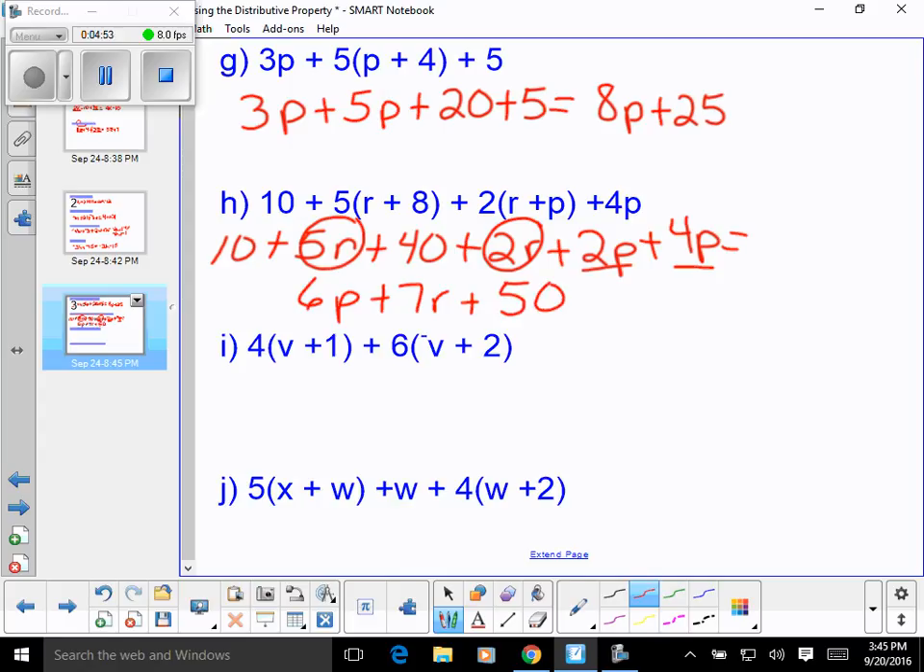If you'd like to try I and J on your own, hit pause. In I, we have 4b plus 4 plus, now you've got to remember there's that negative 1 there. So that means I have negative 6b plus 12. Remember the 6 is positive, so that's why 12 isn't going to be negative. I'm taking positive 6 times positive 2. Now I'll need to simplify. Negative 2b plus 16.